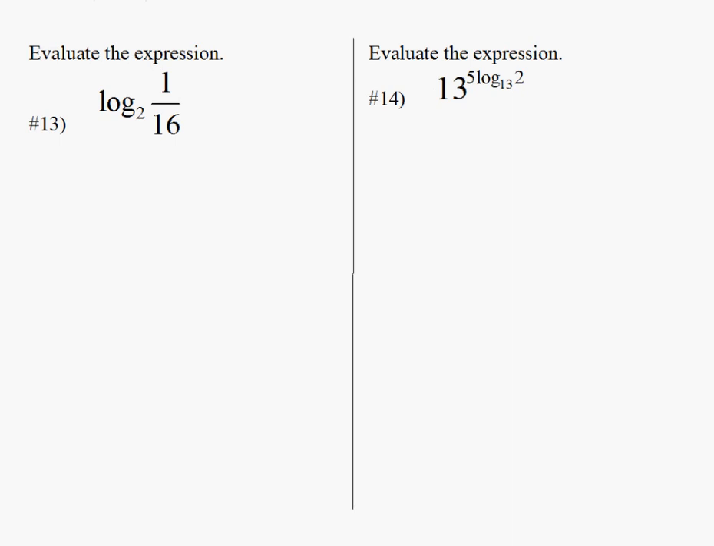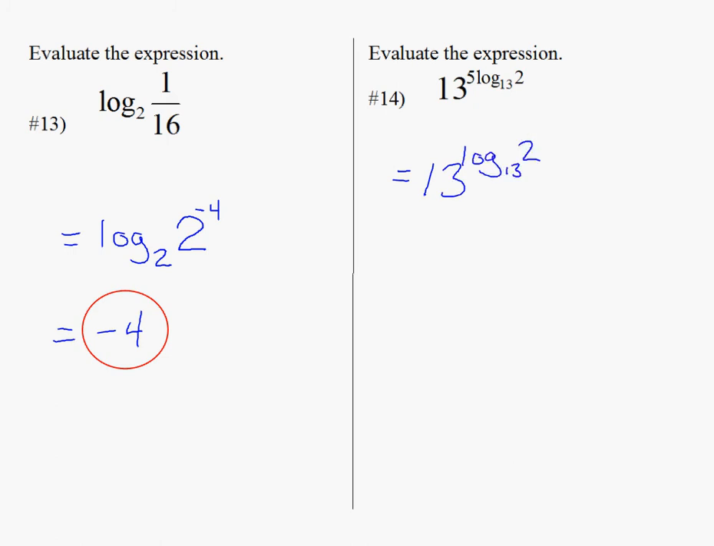Number 13, evaluate the expression. Once again, I want to get the bases to be the same. 2 to the negative 4 is 1/16. Therefore, it's negative 4. Number 14, using log ID number 2, I want this to say 13 to the log base 13 of something. To accomplish that, I need the 5 moved. Using the power property, I can move that 5, which was a coefficient, to an exponent of the argument. 2 to the 5th is 32. Log ID number 2 tells me then this is just 32.